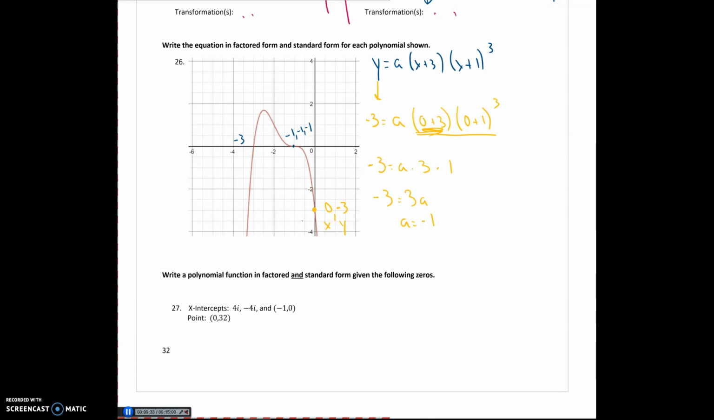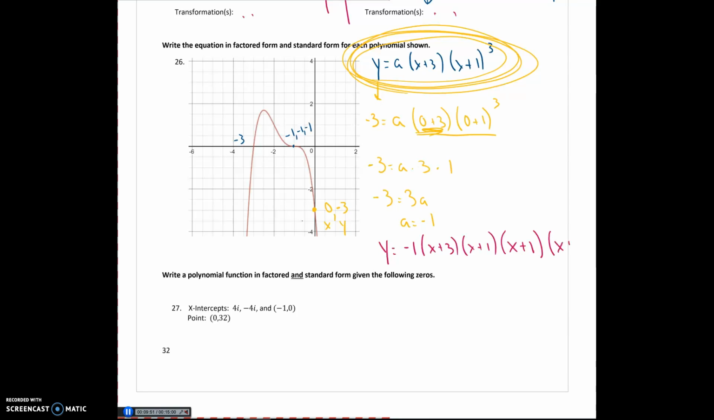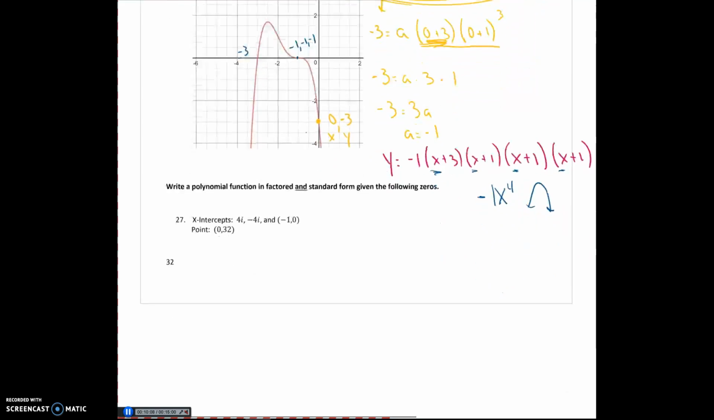So I'm ready to write my final equation. I'm basically going to be rewriting this, but instead of a being a, it's going to be -1. So here's the final answer: y equals -1, x plus 3, and x plus 1 cubed. This time I'm going to write it out 3 times just so I can show you why this was right. First, just by multiplying the x's, 1, 2, 3, 4, this is x to the fourth, which will give me a U shape. And then that -1 multiplying it would say that this is an upside down U. So that's a quick way you could check.